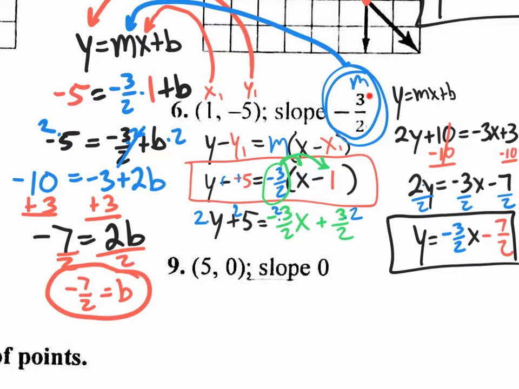Or you could take your slope, your x and your y, and plug it all into y equals mx plus b. That way you could solve for b, and then you could write your equation in y equals mx plus b form. So if your m is negative 3 halves and your b is negative 7 halves, your equation would be y equals negative 3 halves x minus 7 halves. And that's the exact equation that we have over here. So it's really up to you which way you want to do it.